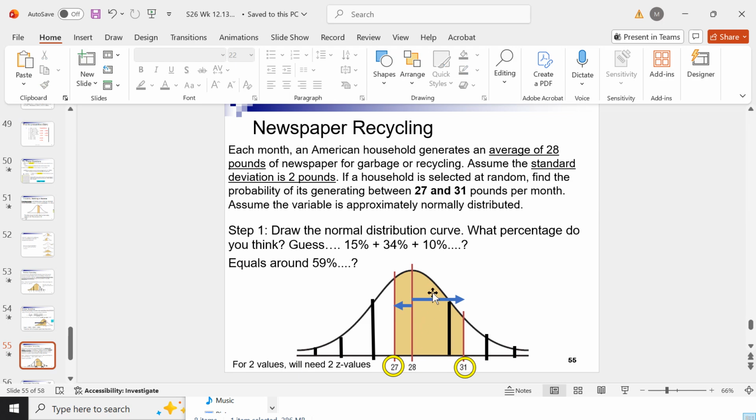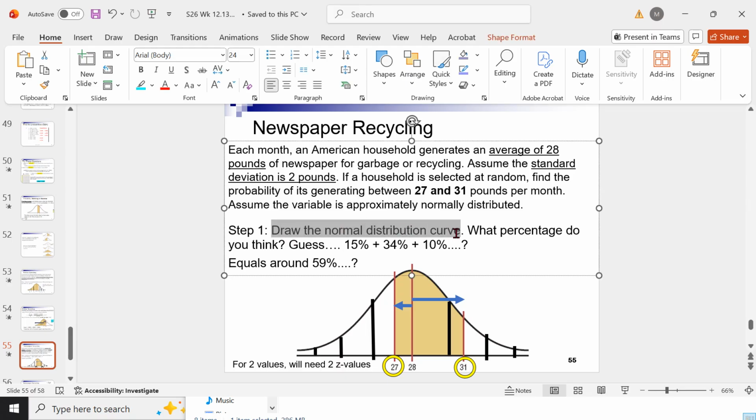Well, there's 34%. Now this whole area is 17, but maybe we've only got a fraction, so maybe 10%. So 34 plus 10 is 44. Maybe this is another 10, 12%, so 54, 55. I don't know, somewhere in there. Draw the normal distribution curve. What percentage do you think? Guess. I came in around 59%. We have 34, 10, 10, somewhere in that range. It's not 20%, right? You've got to be able to kind of guess how much it is. It'll ensure there's a high mark.